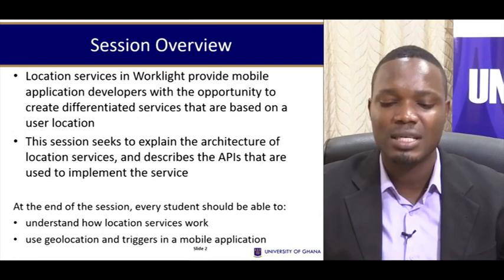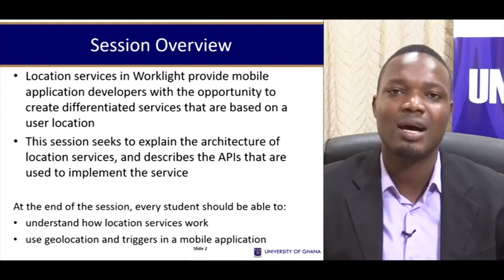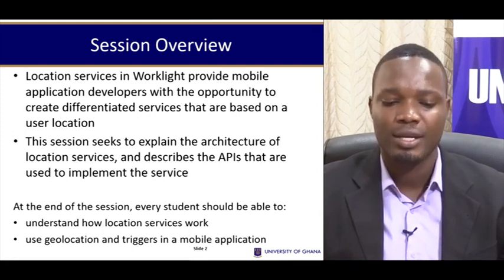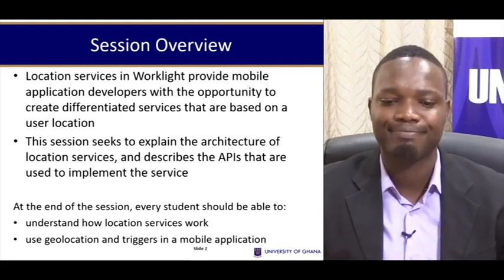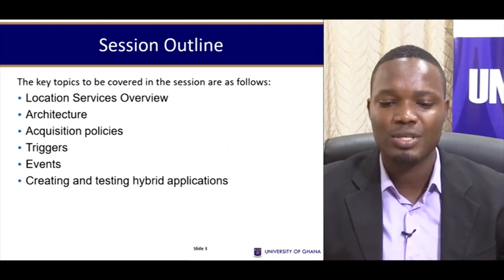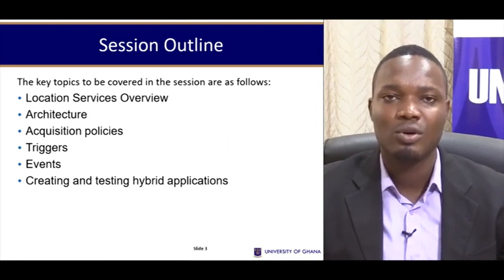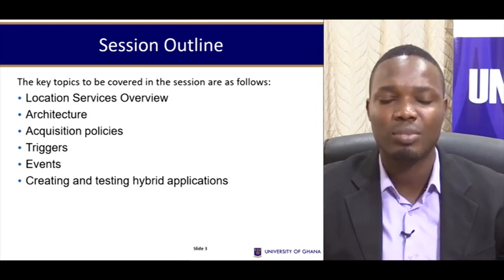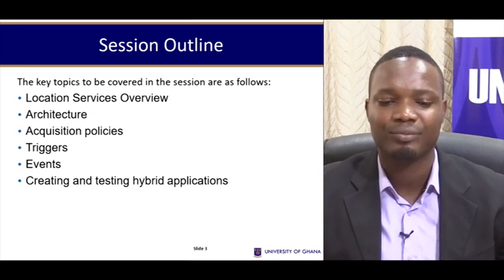At the end of this session, every student should be able to understand how location services work, and use geolocation and triggers in a mobile application. The key topics to be covered in this session are as follows. We'll talk about location services, we'll look at the overview, and then we'll talk about something called the acquisition policies. We'll now talk about triggers and events. Then we'll see how we can create and test hybrid applications.